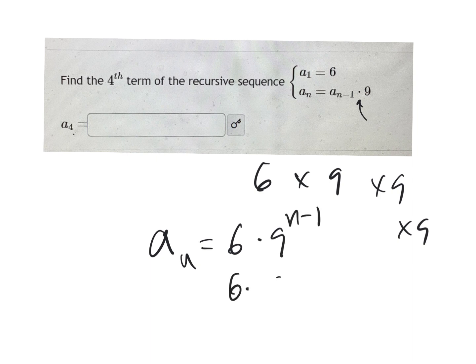So this will be 6 times 9 to the fourth minus 1, which is 6 times 9 to the third. And see, that's what we're doing. We're multiplying 6 by 9 three times. What is that? I don't know what 9 to the third is. Final answer, I'm getting 4374. But it's that easy, okay?